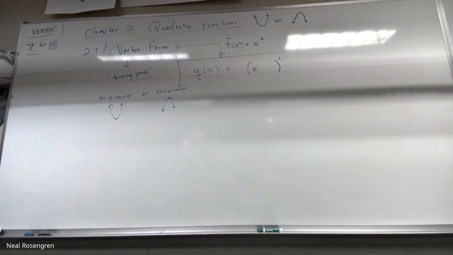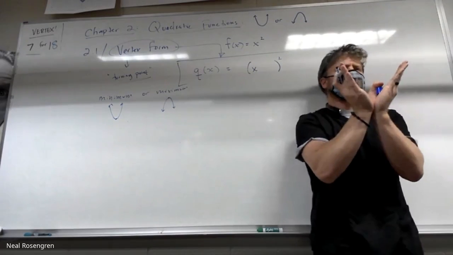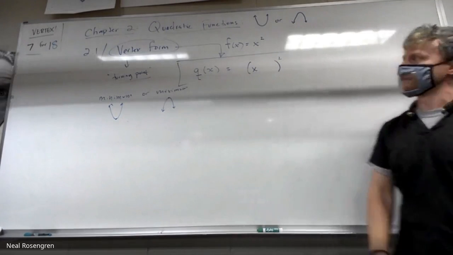I'm not even going to do horizontal stretches and compressions because I can kind of lump those together to be vertical. Like if I stretch it out vertically, it's going to get skinnier this way. Or if I do a horizontal compression, it's going to get skinnier this way. So they can kind of be lumped.